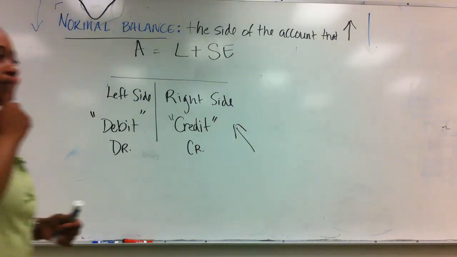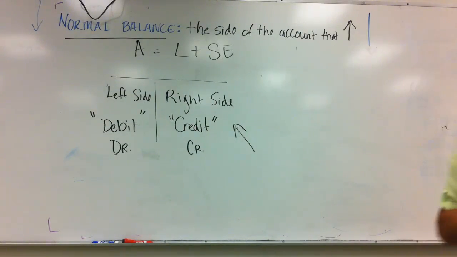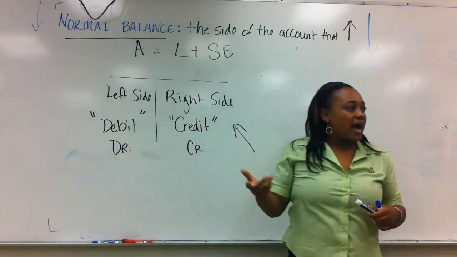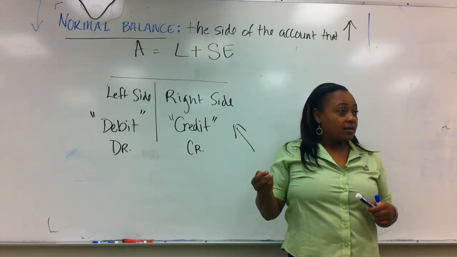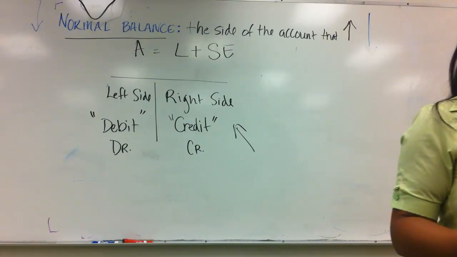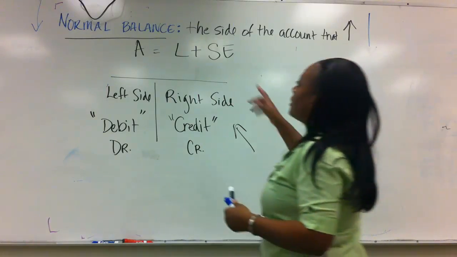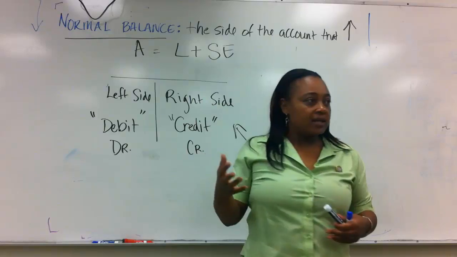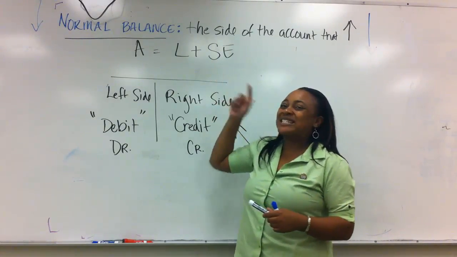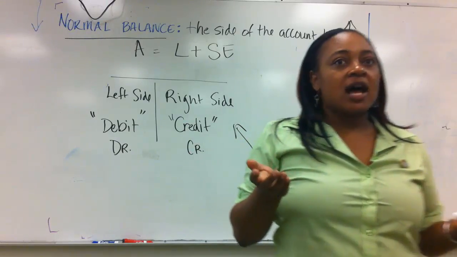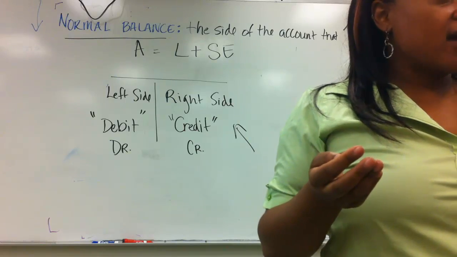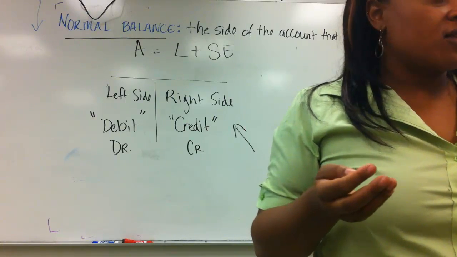Okay. So, if you want to increase an account, you will put it on the same side as the normal balance. I'll say that again. If you want to increase an account's balance, you will put the dollar amount on the same side as the normal balance. So, I have a question for you. If you want to decrease an account, what side would you put it on? It depends on what type of account it is. It depends on the normal balance of the account.